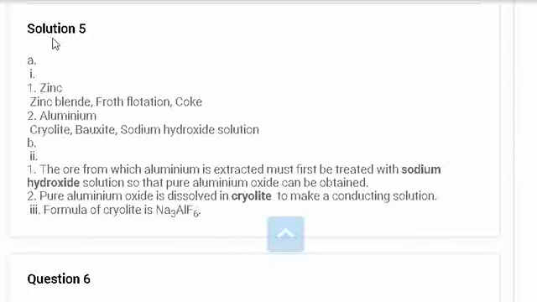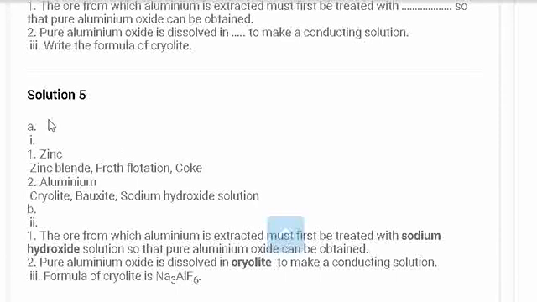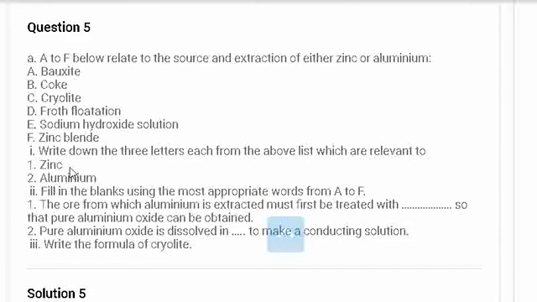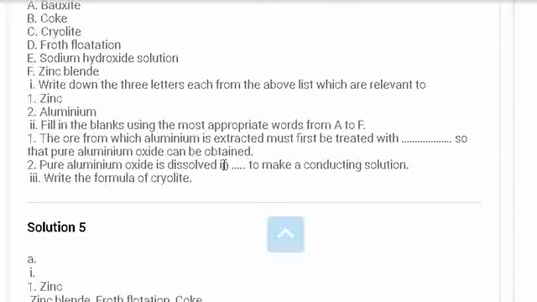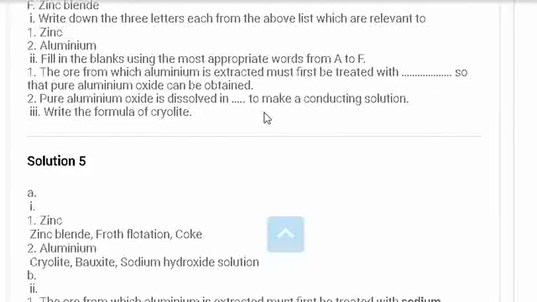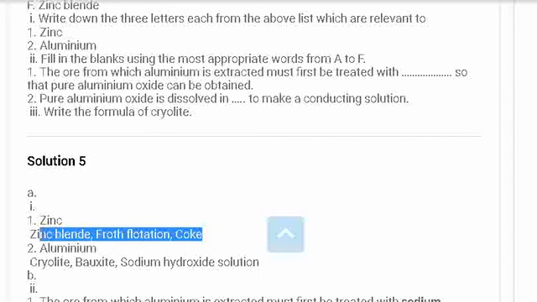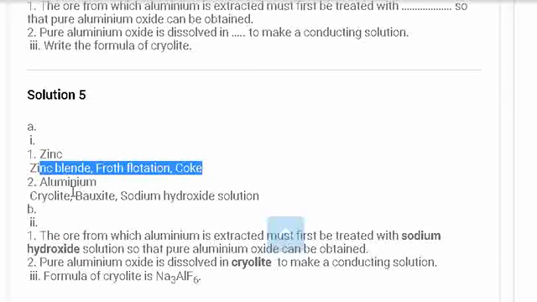Okay, this is the solution. Number one: write down the three items from the above list relevant to zinc. Zinc uses zinc blende, froth flotation, coke. Coke is a reducing agent. And the next one, aluminium.